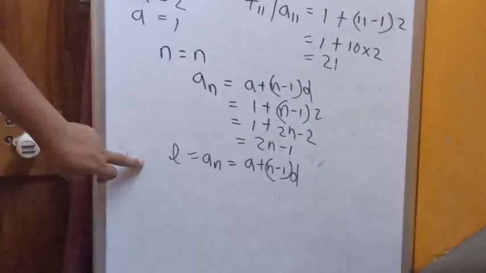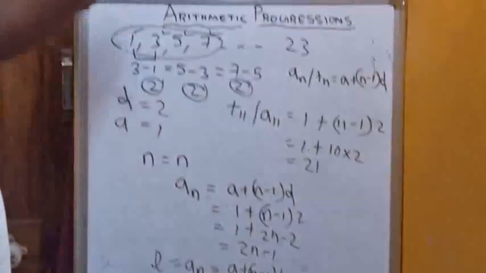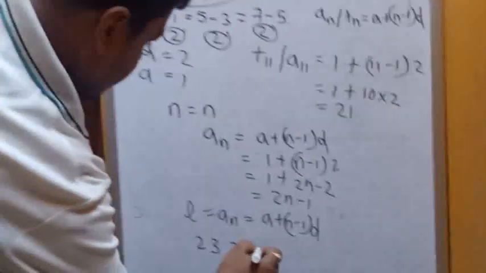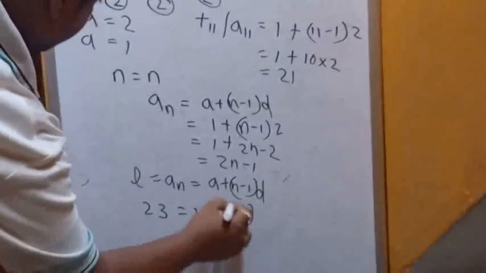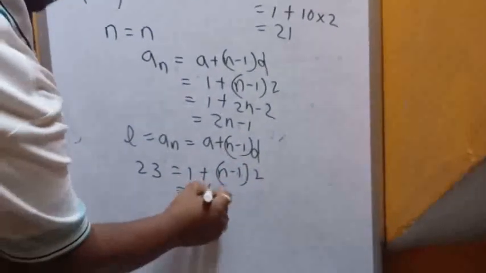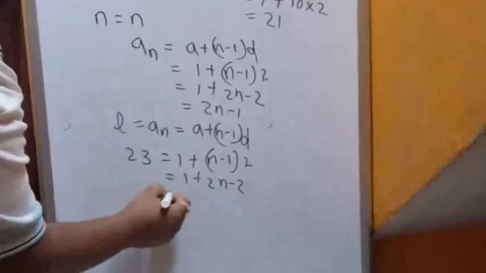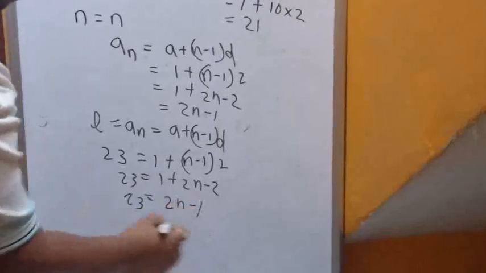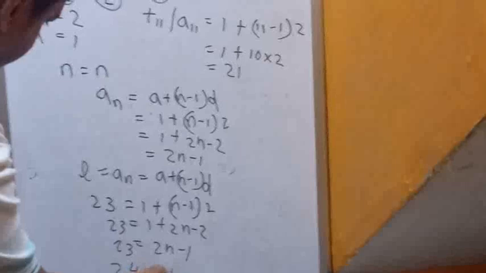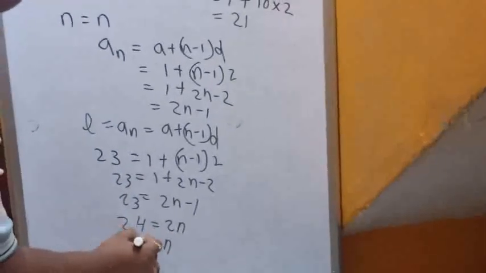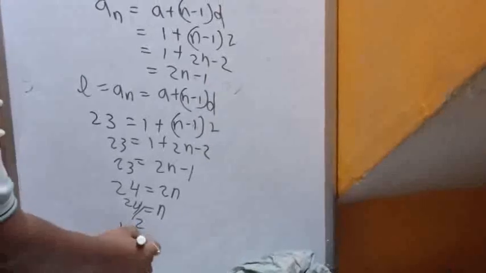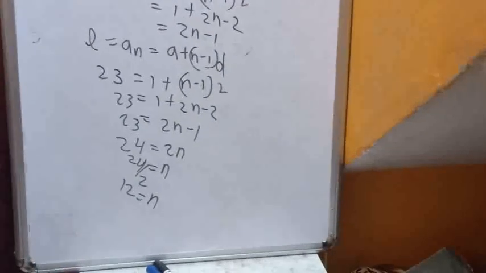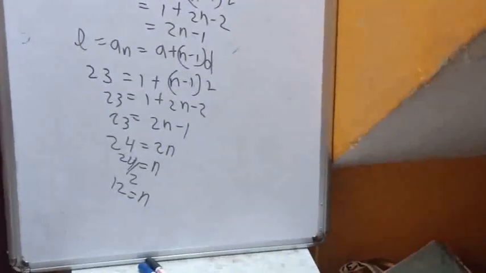So here l equal to how much? Last number term. What I have written here? 23. 23 equal to a equal to how much? 1. n equal to, I don't know, n minus 1 into d. d equal to how much? 2. So what? 1 plus 2n minus 2. So how much? 23. 23 equals 2n minus 1, so 24 equal to 2n. Therefore n equals 24 by 2, how much? 12. So you are getting n equals to 12, the 23 is the 12th number term.